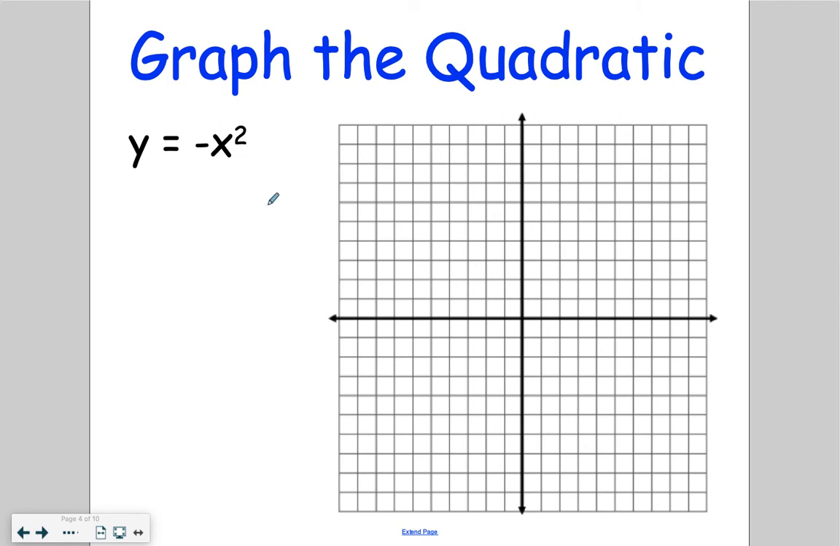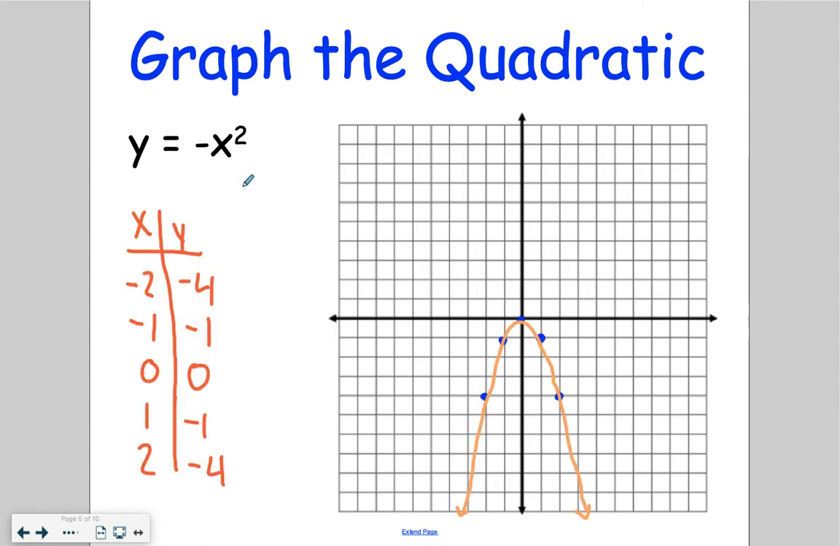I'm going to have you try graphing this one on your own. Notice that it's y equals -x squared, which means your equation actually is y equals -1 times x squared. So go ahead and make the table. Try it on your own. So when we plug it in, we end up with -4, -1, 0, -1, and -4. So we end up with this parabola shown on the graph.